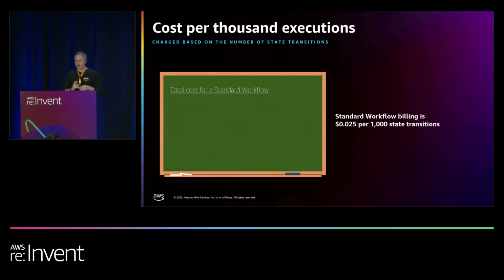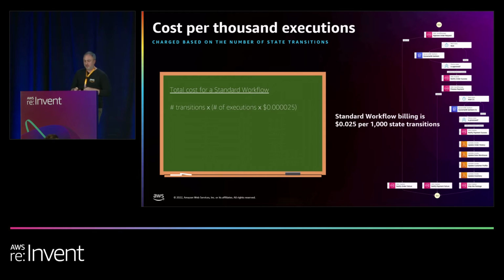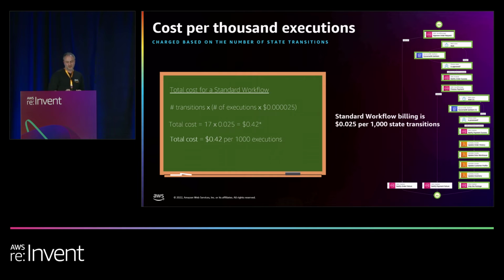Here's how I worked out the cost of my standard workflow, right? It's very, very easy to work out how much the standard workflow costs to run. It's based on the number of state transitions, okay? So this workflow, on the happy path, has 17 state transitions. That's when the data moves from one state to another. Pretty straightforward. And you pay $0.025 for 1,000 state transitions. So to work out the overall cost, you take the number of state transitions, multiply that by the number of executions, and multiply that by 0.0000025, and there's the final result, 42 cents, right?